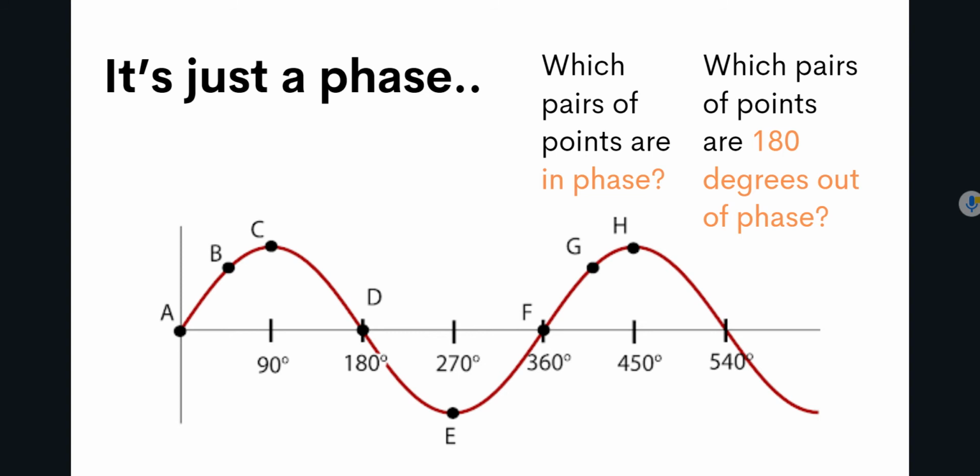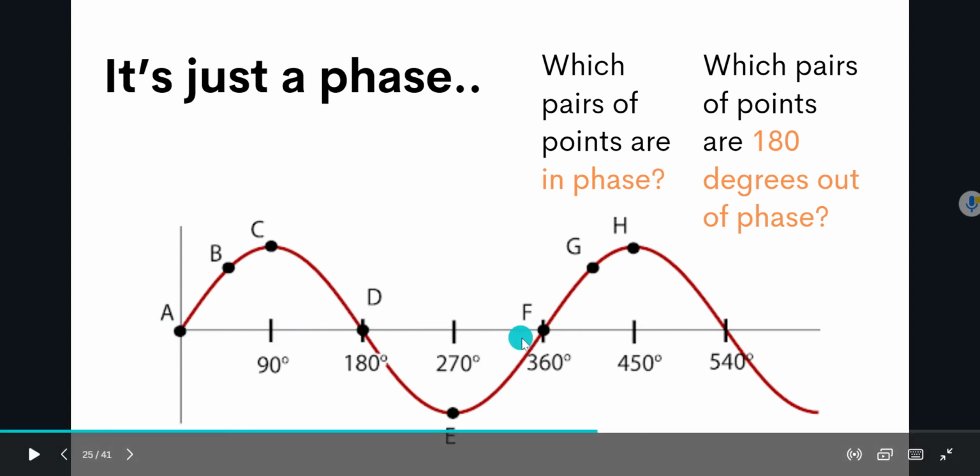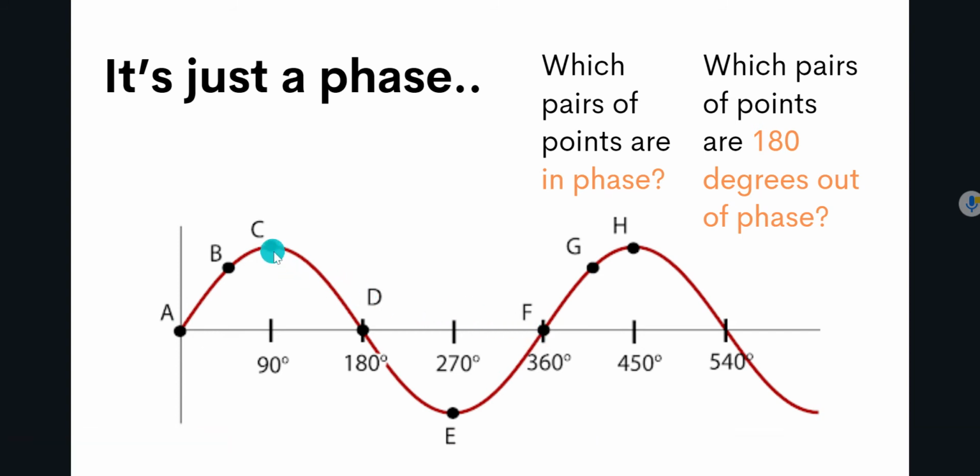Now, the 2 points that are in phase are A and F. They are in phase. We also have C and H in phase, and we also have B and G in phase. They're doing the same thing on successive waves.